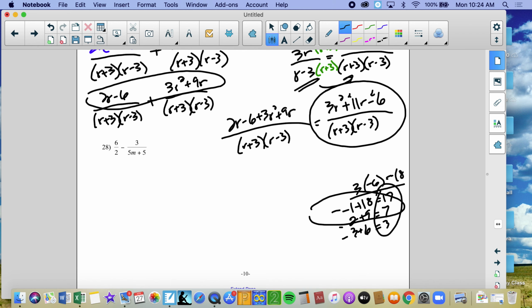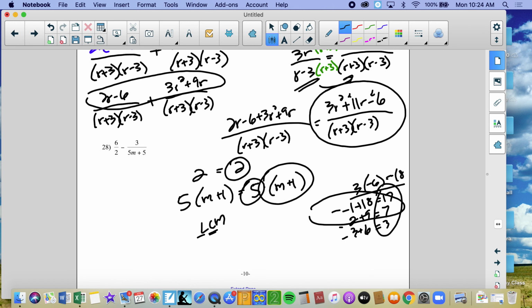Common denominator. Well, here we go. We have a common denominator of 2 and 5m plus 5. If I factor that, I'm going to change that denominator. I'm going to factor out a 5 and I get m plus 1. So prime factorization is 2, and prime factorization is 5 times the quantity m plus 1. We can't separate those. Do they have anything in common? No. So my LCM, nothing in common. What are the leftovers? 2, 5, and m plus 1. So my common denominator is going to be 10 times the quantity m plus 1.